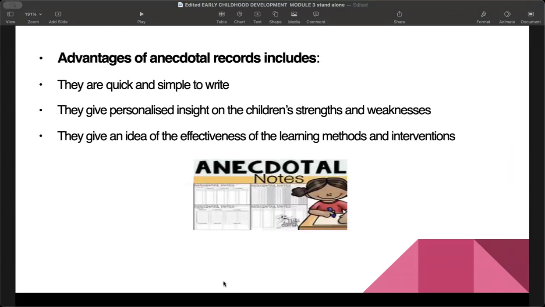So what are the advantages of anecdotal recording? They are quick and simple to write. They give personalized insight on the children's strengths and weaknesses. They give an idea of effectiveness of the learning methods and the intervention. Right. Next slide.